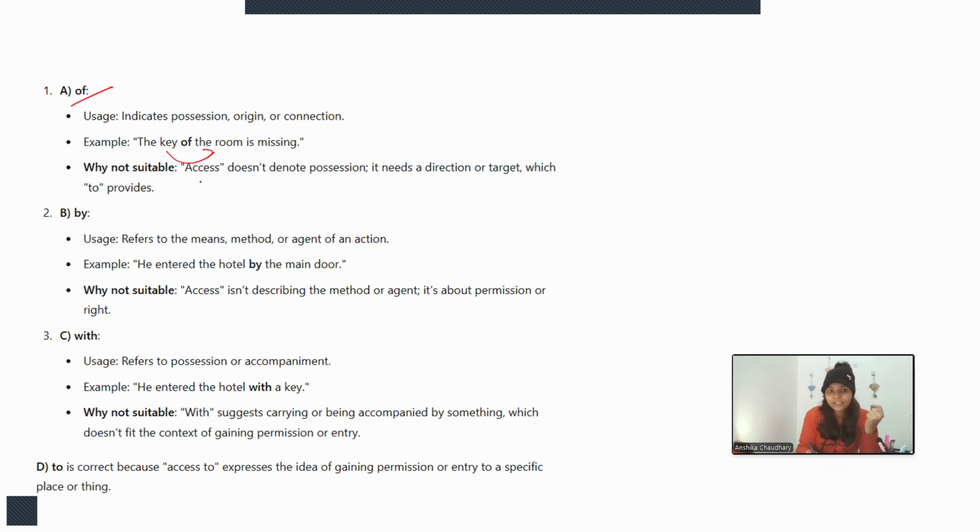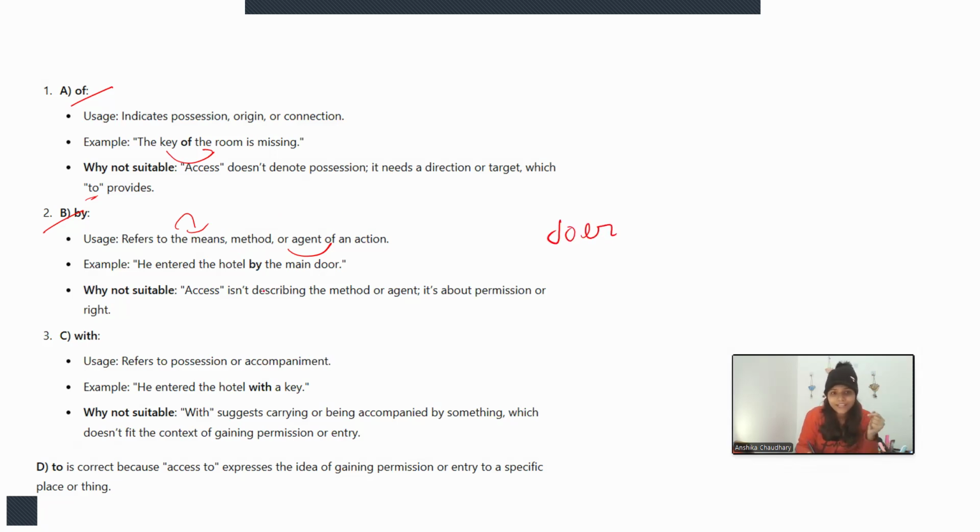And why is it not suitable here? "Access" doesn't denote position, because access means we are directing or targeting something which provides. Two is the correct option. Then "by" refers to the means of something, like means of transportation or means of some instrument, etc., or the agent of an action, or we can say the doer. Right? Doer.